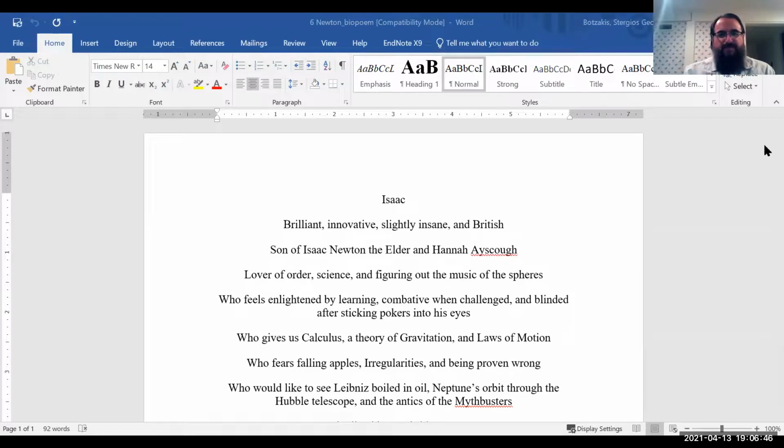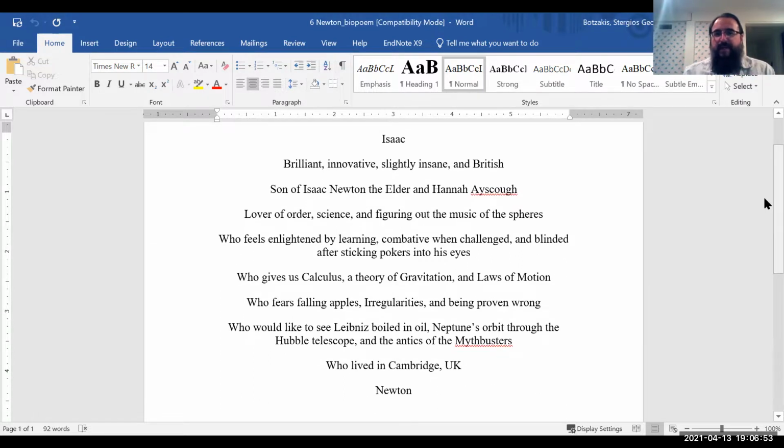I have one more. This is a science one, or actually, a dual one. It's technically a mathematics one, but science people like to claim this person too. So I went with this one. Isaac, brilliant, innovative, slightly insane and British, son of Isaac Newton the Elder, that might give it away, and Hannah Ayscough, lover of order, science, and figuring out the music of the spheres, who feels enlightened by learning, combative when challenged, and blinded after sticking pokers into his eyes, who gave us calculus, a theory of gravitation and laws of motion, who fears falling apples, irregularities, and being proven wrong, who would like to see Leibniz boiled in oil, Neptune's orbit through the Hubble telescope, and the antics of the Mythbusters, who lived in Cambridge, UK, Newton.